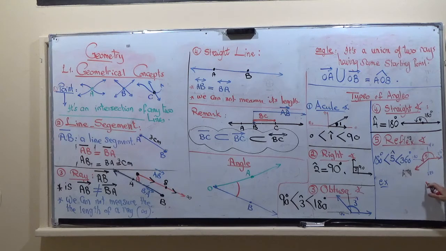I have another example of the reflex angle. It can be like this. This is the initial side. This is the terminal side. This is angle 6. Also, angle 6 is greater than 180 and less than 360. So this is a reflex angle. Also, this is a reflex angle.